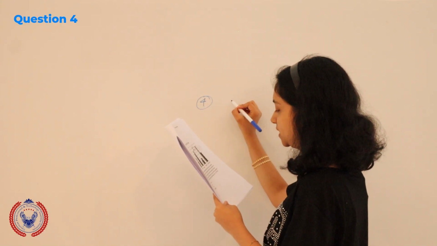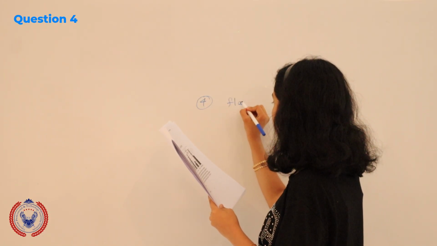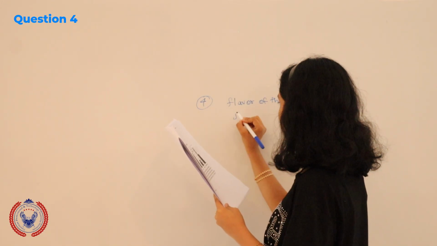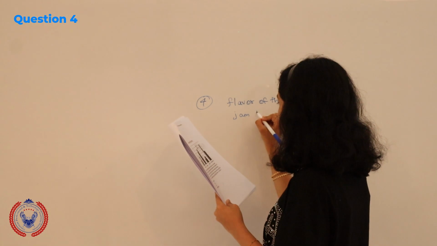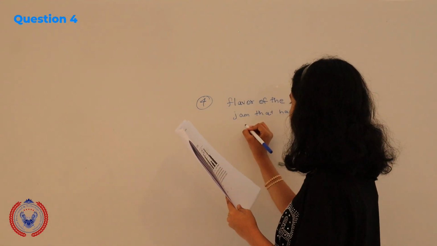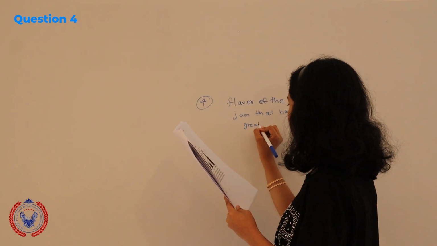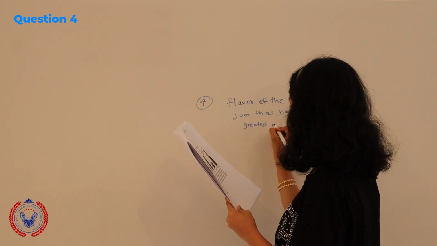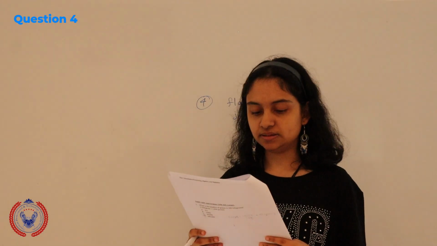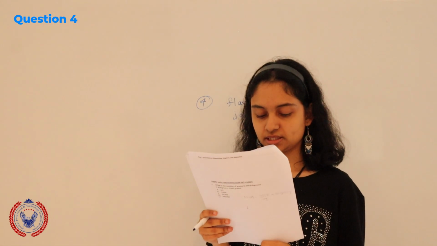The question tells me that I want to know the flavor of the jam that had the greatest increase. This can be done just by looking at the graph.